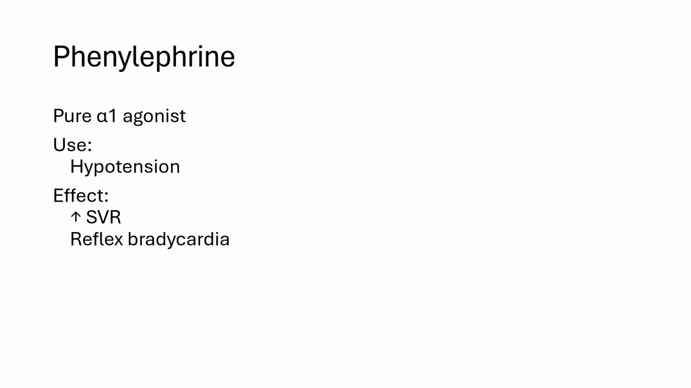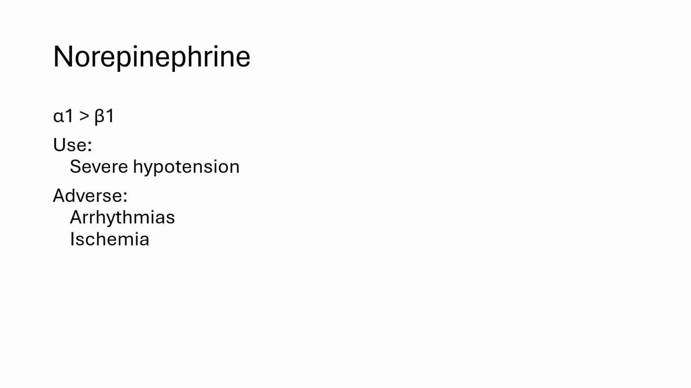Clinically, phenylephrine is used in hypotensive states where increasing vascular tone is the primary goal. It is useful when tachycardia is already present and further beta stimulation would be undesirable. Because it has no beta-2 activity, it does not cause bronchodilation. When selecting a pressor, again, you're going to ask, is the problem low vascular tone? If the answer is yes, then a pure alpha-1 agent like phenylephrine may be appropriate.